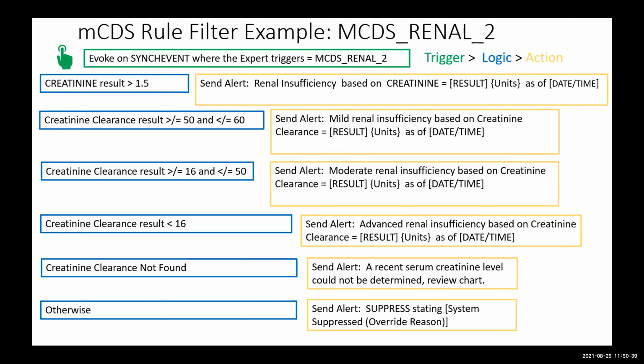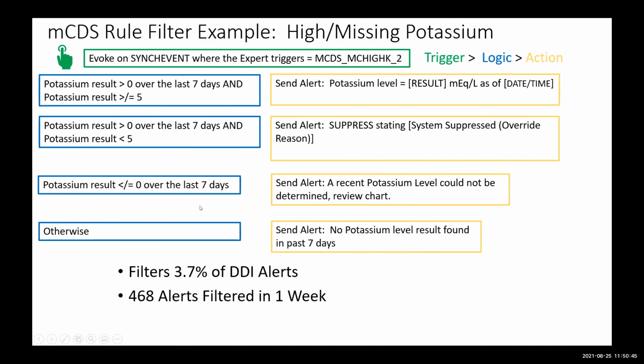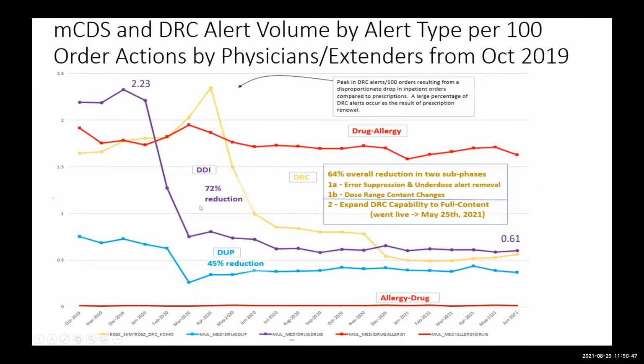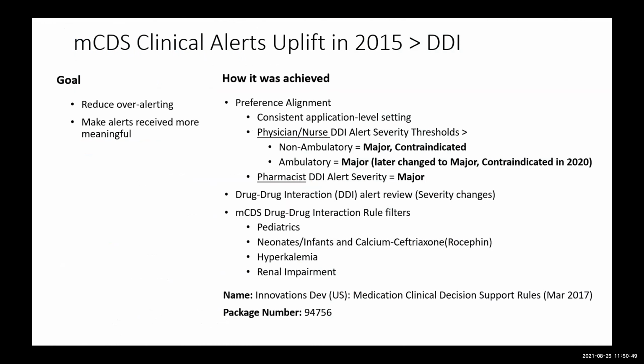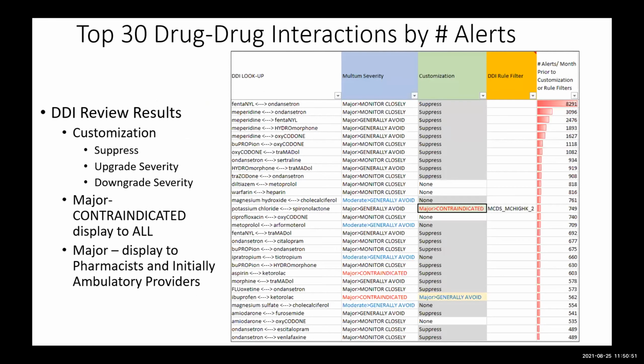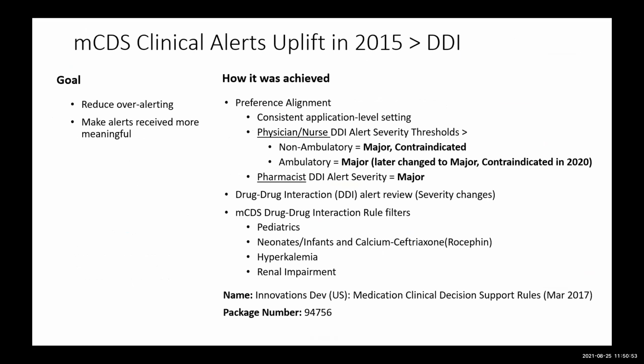And that package was package number, let me see, so go to slide 3. Sorry for jumping around so much, but that should be this one. That package here, 94756, was the most recent I could find at the time that should include those rules. Great, thanks, Dave.